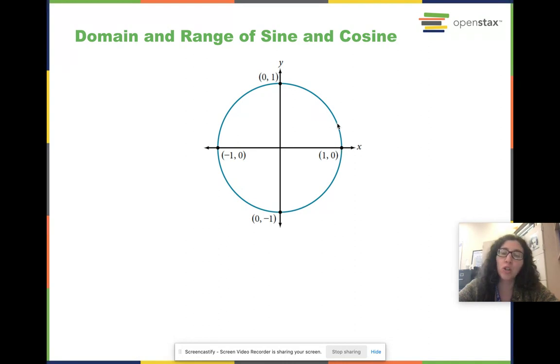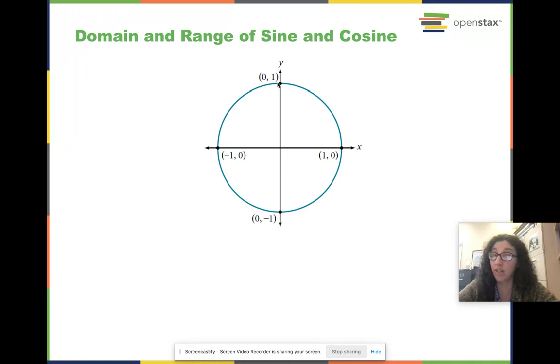How about our domain? What values make sense as inputs for sine? Really anything, right? Because we can go in the negative. So that would be what angle measurements we can use. We can go in the negative direction. We can go in the positive direction. We could go as many times around as we want, right? T could get as big as we want or as negative as we want. So our domain is all real numbers. Range for sine goes from -1 to 1.